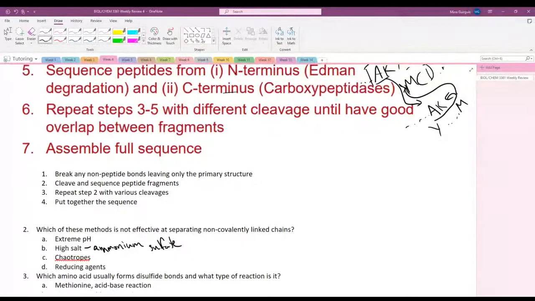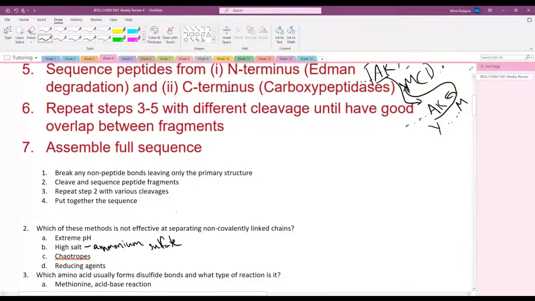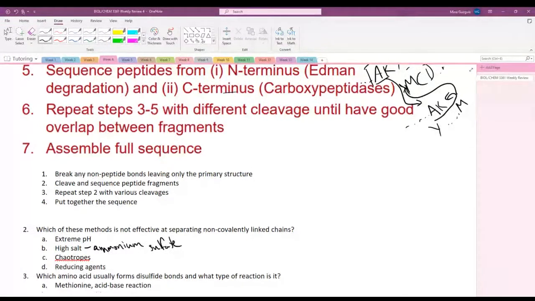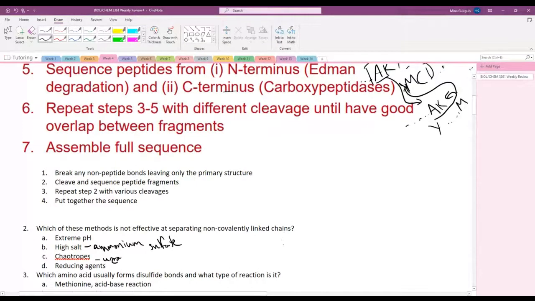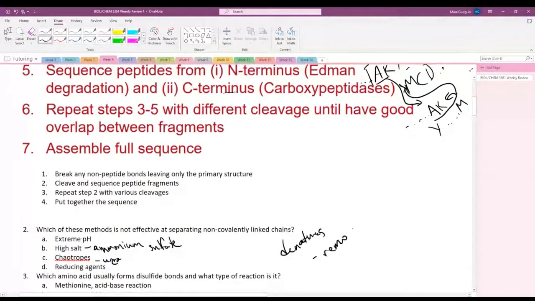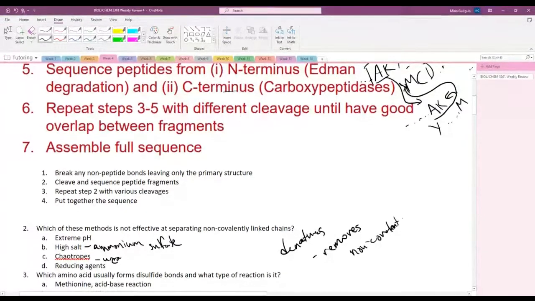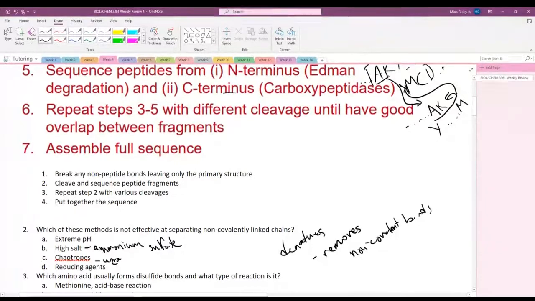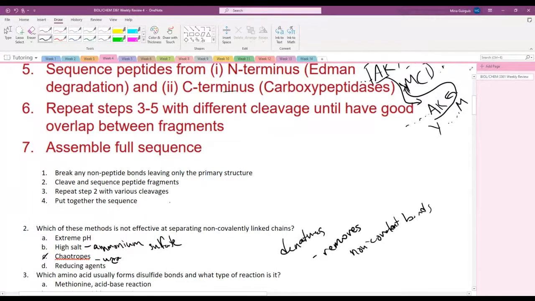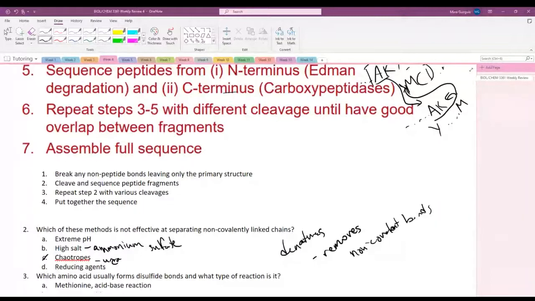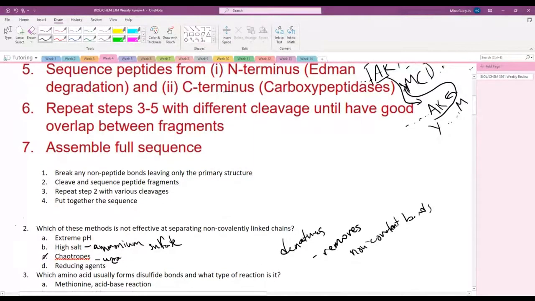Okay, let's talk about what chaotropes are before we jump into the answer to this question. A chaotrope is a protein denaturant. A really common example of that is urea. Now I kind of did spoil it, because I did say it's a denaturant, and something that denatures removes non-covalent bonds. So we know that C is effective at separating these chains. I'll go ahead and just give you the answer. pH and salt are also quite effective. And so the answer to this one is actually reducing agents.